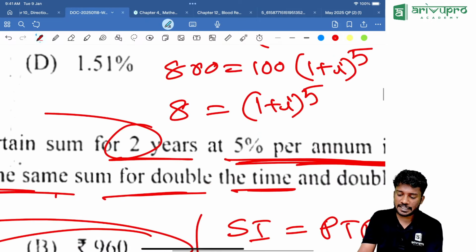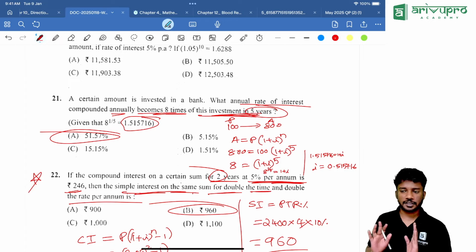Now, if I take this power 5 to the other side, it will become raised to 1 by 5. Fifth root we are taking. That means 8 raised to 1 by 5 is equal to 1 plus I. That is 1.515716, which is equal to 1 plus I. That means I is equal to 0.515716. So I value you got, that means R value is I into 100, that is 51.57%. Got it?